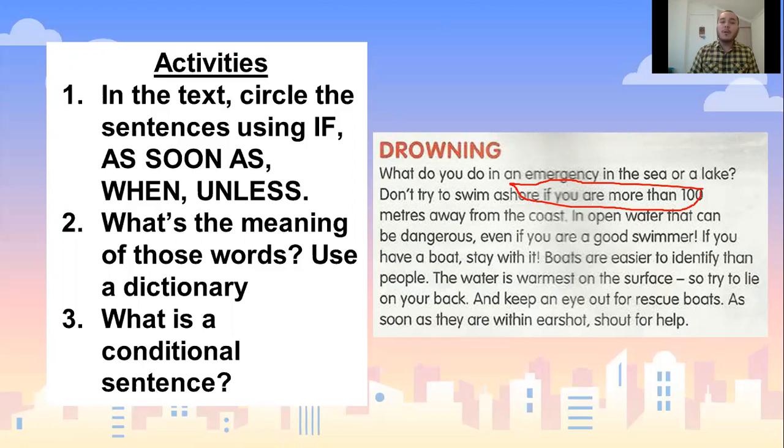Number 2 says, what is the meaning of those words? I mean, as soon as, when, and unless. Please use a dictionary to look for those definitions. And number 3, it says, what is a conditional sentence? I have given you some previous information, the example of Ariana Grande, right?